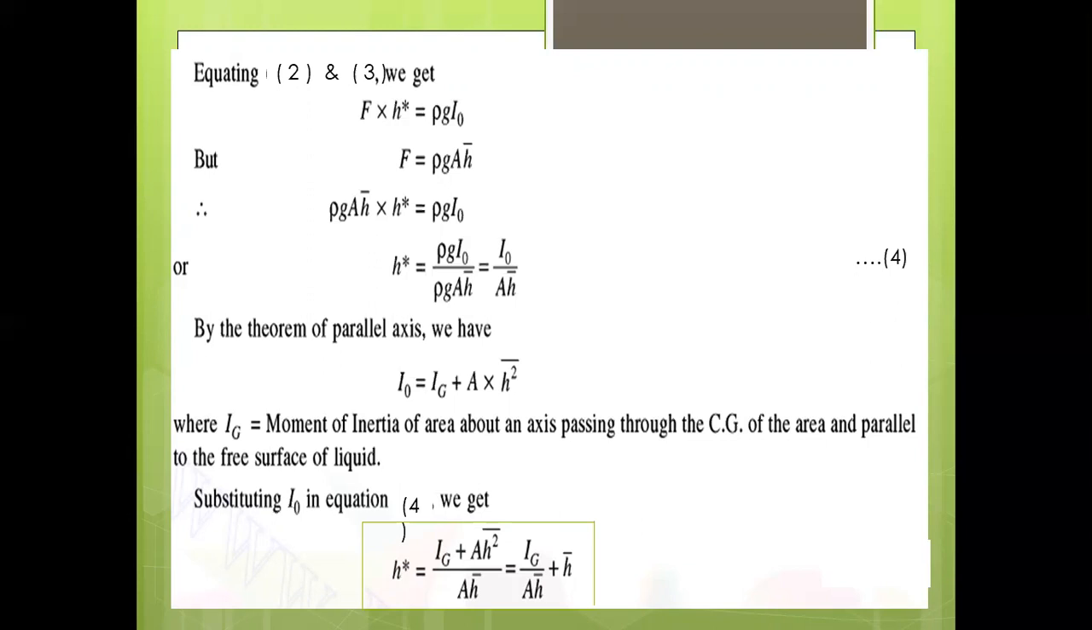But by the theorem of parallel axis, we have I0 equal to Ig plus A into h bar square, where Ig is the moment of inertia of the area about an axis passing through the center of gravity of the area and parallel to the free surface of the liquid, and A is the area. Now substituting I0 in equation 4, we will get h star, which is equal to Ig plus A h bar square upon A h bar, which is equal to Ig upon A h bar plus h bar.